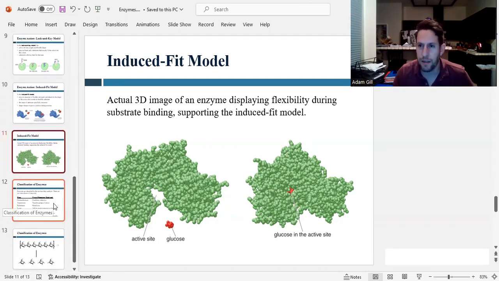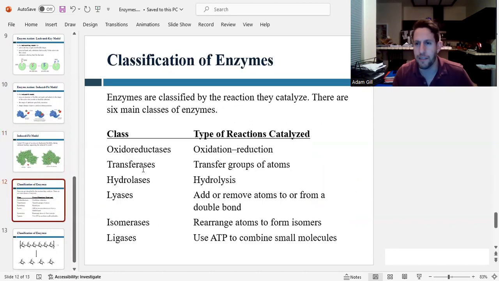Now, the last thing we're going to talk about in this video are the different classifications of enzymes. There are like 50,000 different enzymes in your body, and they each have a unique function. So it doesn't really make sense to talk about their names individually because that would be 50,000 different names. So what we do is we group them into categories based on the type of chemical reaction that they do. And so the 6 main classes are as follows.